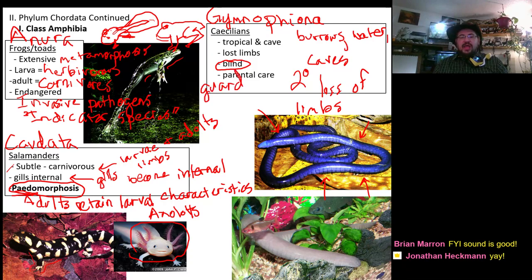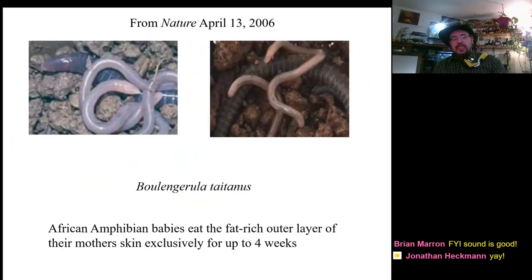right? And they will even feed their young. Now, it's not like they're going out and catching food to bring back to their young. It's kind of slightly like a horror show. This is Boulengerula taitana, why not? You're forced to assume I know what I'm saying. This is an African Sicilian.